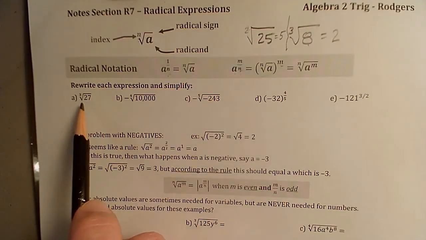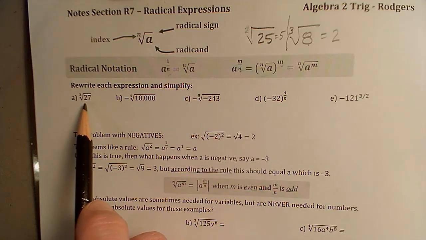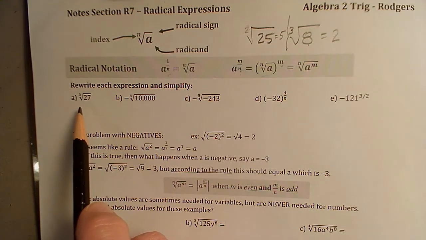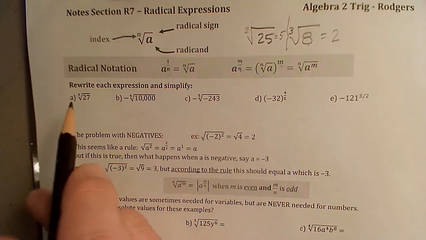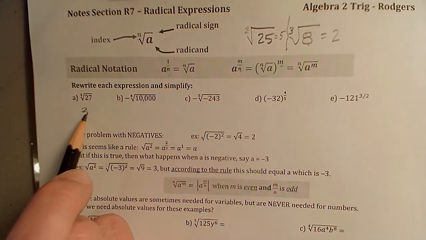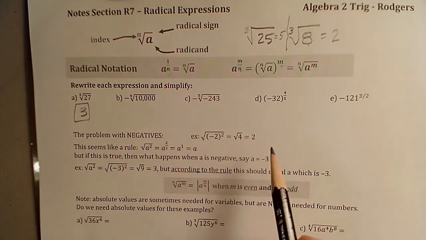So the cube root of 27. So we're looking for a number that when multiplied by itself 3 times gives us 27. And so I think you can think about that, and that's clearly going to be 3.